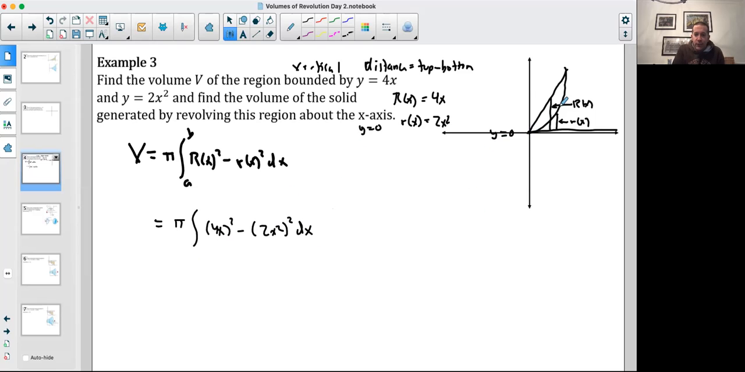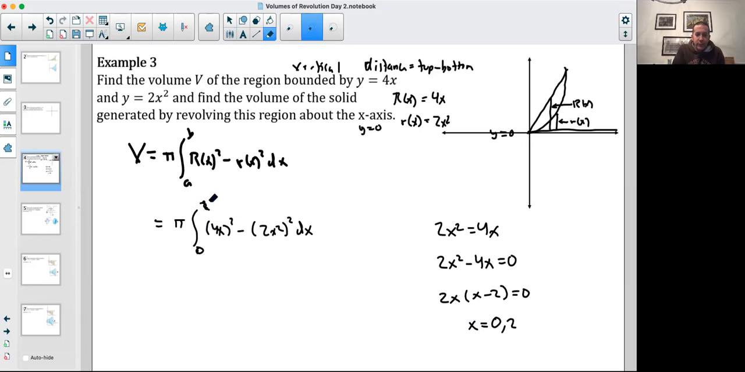So to figure out the intersection points, we know to set these things equal to each other. So 2x squared equals 4x. Subtract 4x from both sides. 2x squared minus 4x is 0. Factor out a 2x, I get x minus 2. So x is indeed 0, and the other solution is 2. So from 0 to 2. And that is my integral.